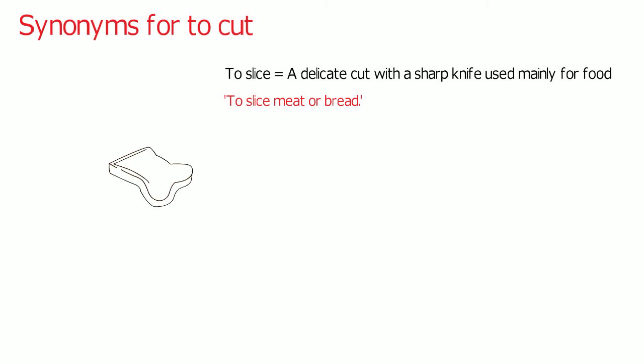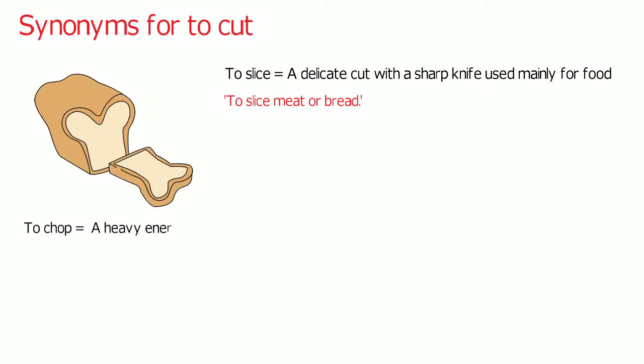There are other synonyms for to cut. These include to slice, which means a delicate cut with a sharp knife used mainly for food. For example, to slice meat or to slice bread. And to chop, which means a heavy, energetic cutting motion through something hard. For example, to chop wood.